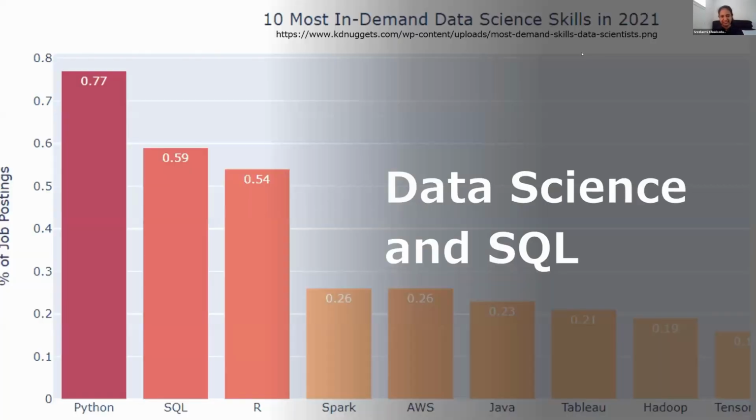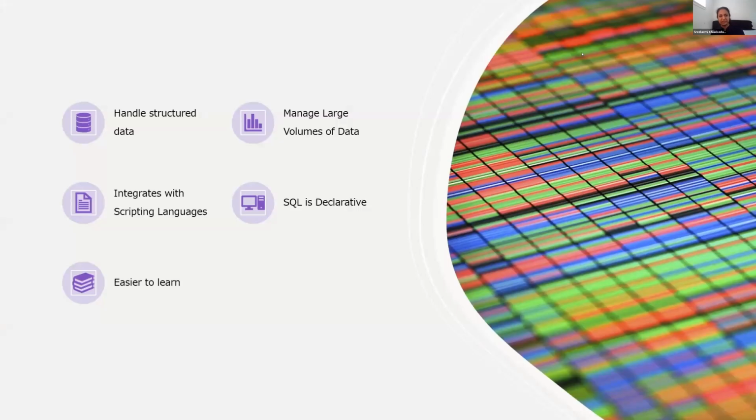So why is SQL important for data science? If you check the job postings on various websites, you'll see that after Python, SQL is one of the most frequently used languages in data science or data analyst positions. SQL handles structured data as opposed to unstructured data. Structured data is nothing but data that is stored as columns and rows. And we can manage a large volume of data with it.